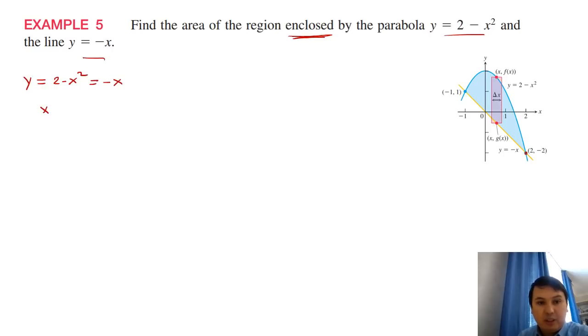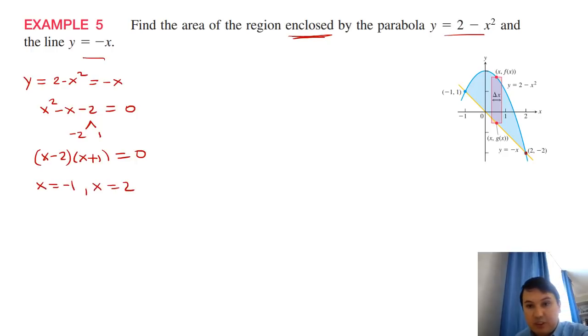From here, we get x squared minus x minus 2 is equal to 0, right? Well, minus 2 can be factored as minus 2 and 1, so you multiply them, you get minus 2, you add them, you get the coefficient of the x. So this is (x minus 2)(x plus 1) equal to 0, which gives me x equals minus 1, and x equals 2. So these are the limits, right? So here's minus 1, and here is my 2. So I will be integrating from minus 1 to 2.